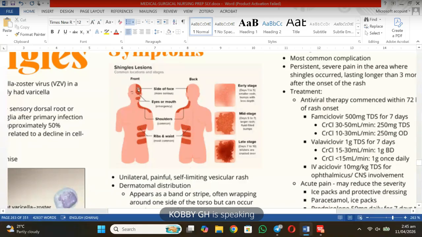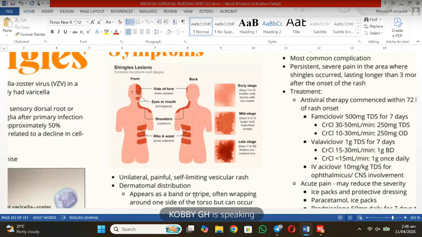For shingles, it can occur at the side of the face. So you see the front side of the face. You see over here, shingles can occur there. Shingles can also occur in areas around your eyes and even around your mouth. Shingles can sometimes occur at your shoulders. You may see some of the signs at your shoulders. And one thing about shingles is that, let me show you a trick.